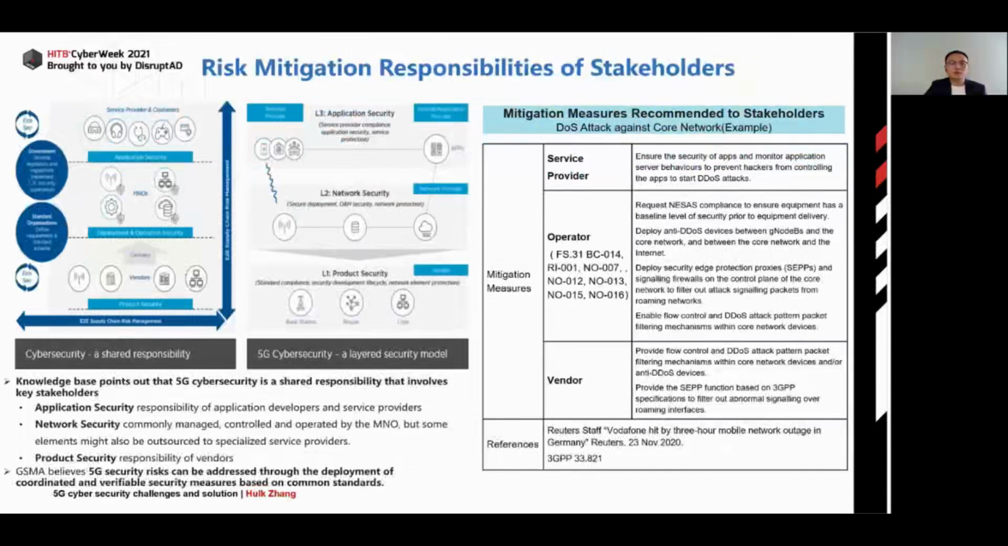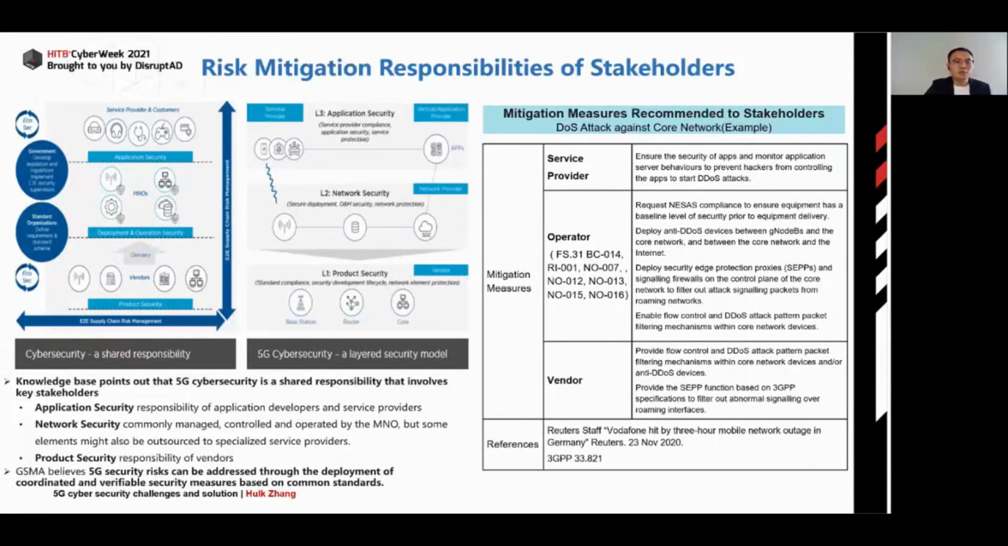And for the solution or controls, the GSMA 5G cybersecurity knowledge base first shows the risk mitigation responsibilities of stakeholders. This is quite reasonable and straightforward, because when we don't understand the responsibilities of different stakeholders, it will be very, very difficult to make sure of the security of 5G. So in the knowledge base, the GSMA showed a shared responsibility. It involves the application operators, the network operators, and the vendors.